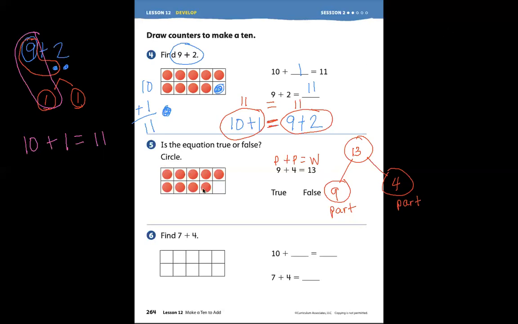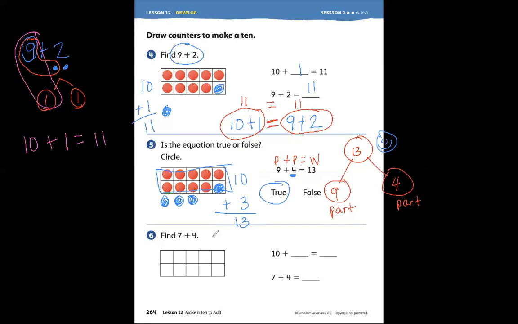Here they have 9 dots. It says plus 4 more. So let's add 4 more. 1, 2, 3, 4. What do we have up here? We have a group of 10. And how many ones do we have down here? 3. 10 plus 3 equals 13. So is this correct? 13? Yes, it is correct. So we're going to say that it is a true statement.